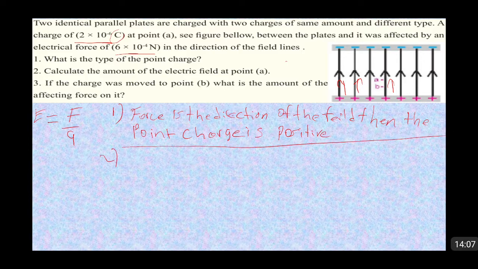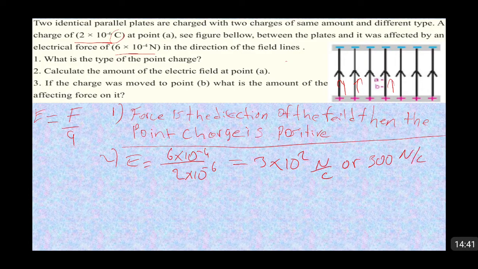Second, E equals, we are using our equation F over Q. F equals 6 multiplied by 10 power minus 4 over 2 multiplied by 10 power negative 6, equals 3 multiplied by 10 power 2 Newton over Coulomb, or 300 Newton over Coulomb.